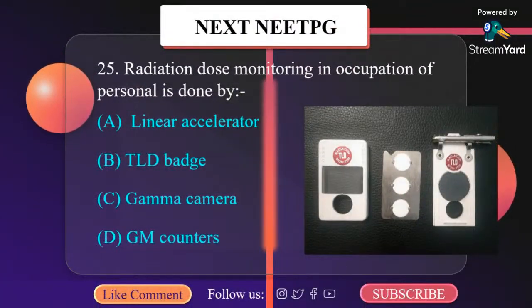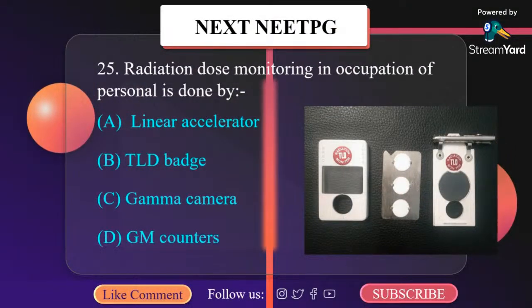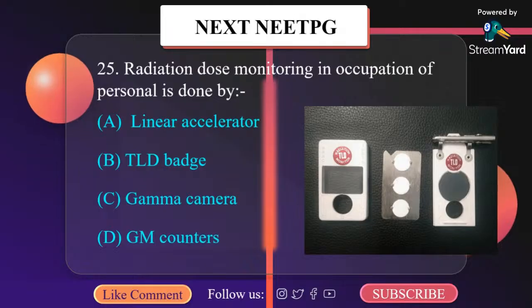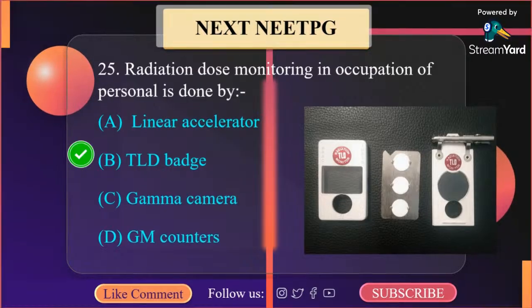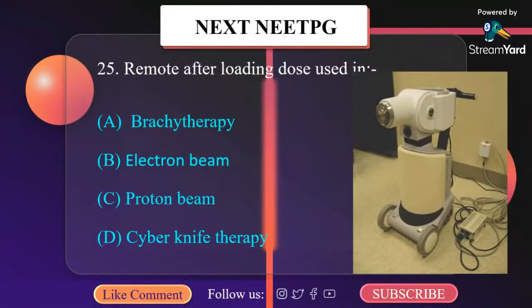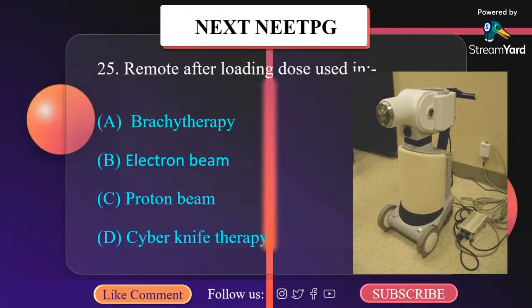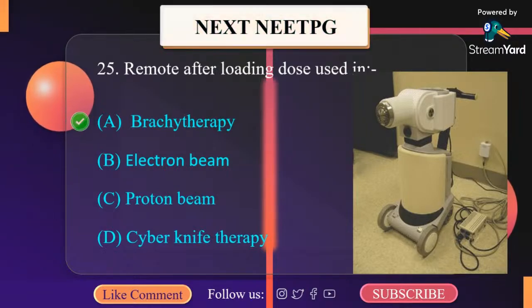Radiation dose monitored in occupation of a person is done by A. Linear accelerator, B. TLD badge, C. Gamma camera, D. GM counter. It is TLD badge. A remote afterloading dose is used in A. Brachytherapy, B. Electron beam, C. Proton beam. It is brachytherapy.